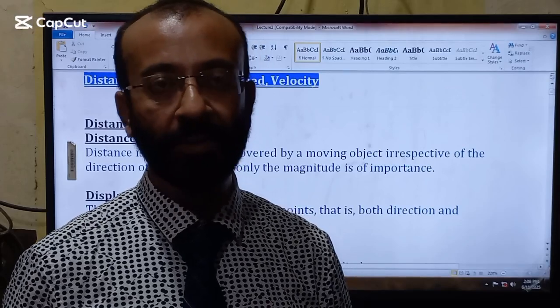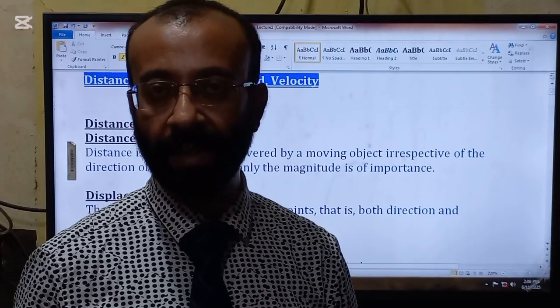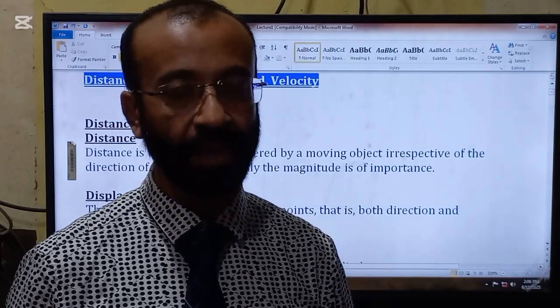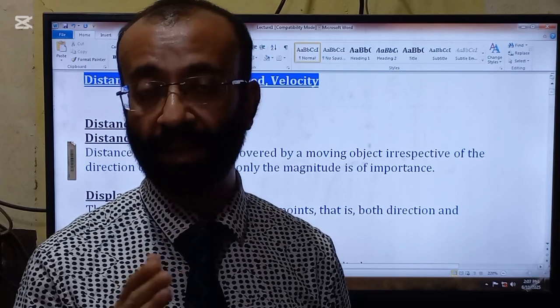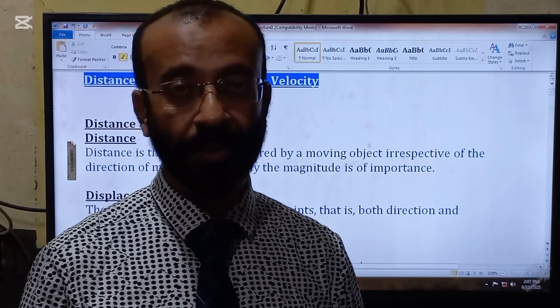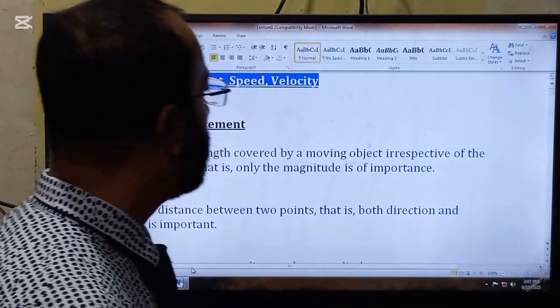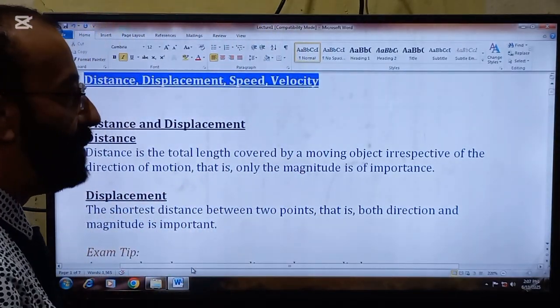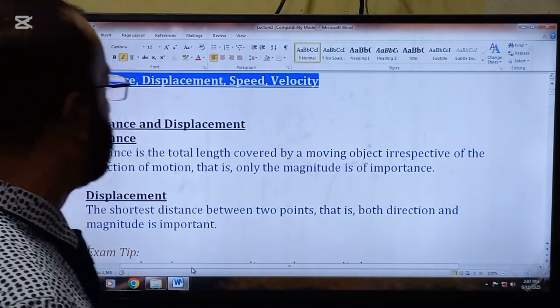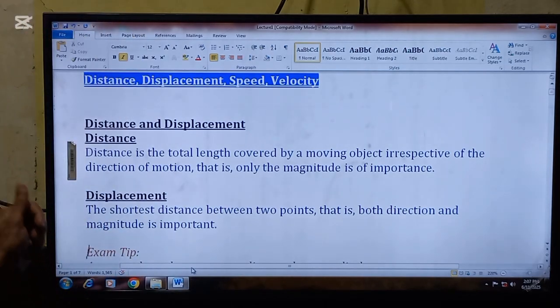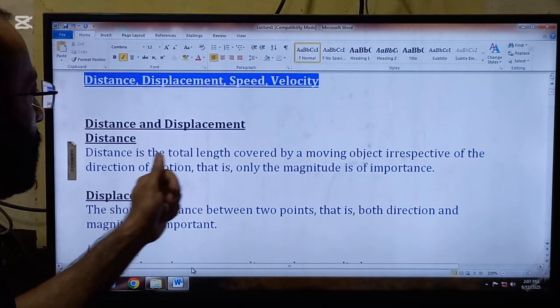Good morning, students. Today we are going to read distance, displacement, speed, and velocity in the topic of kinematics in the subject of physics O levels. So concentrate yourself. This is a technical subject. Formulas and concepts will be used in the topic. So concentrate yourself. The first thing in the lecture is distance and displacement.